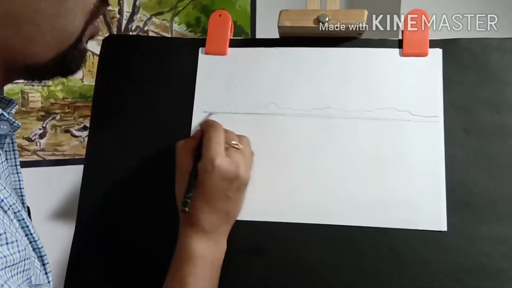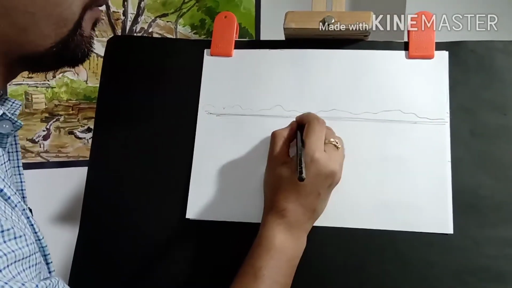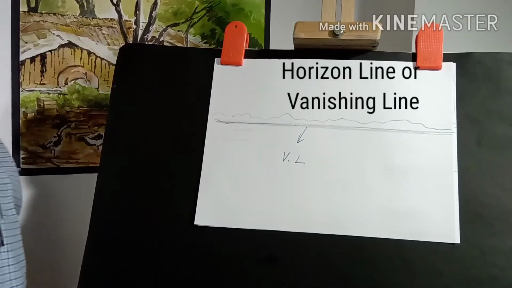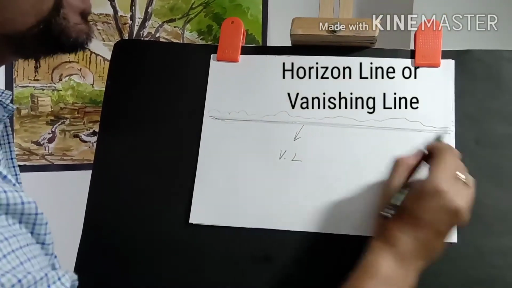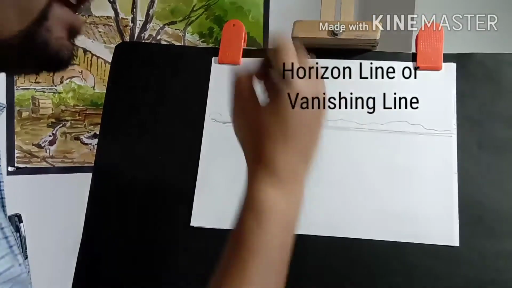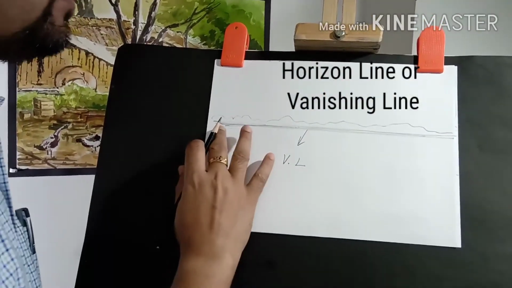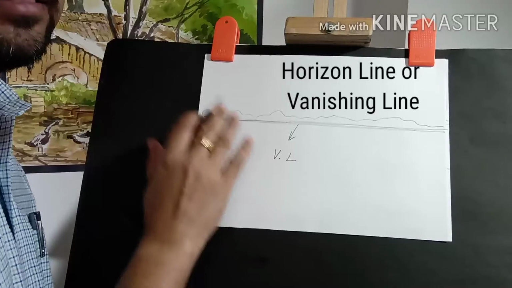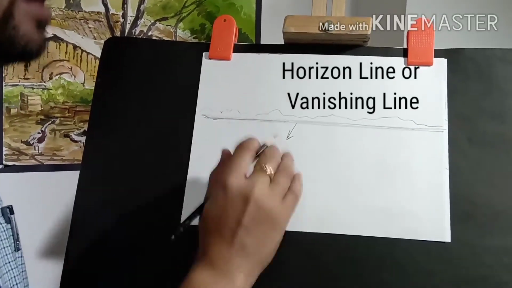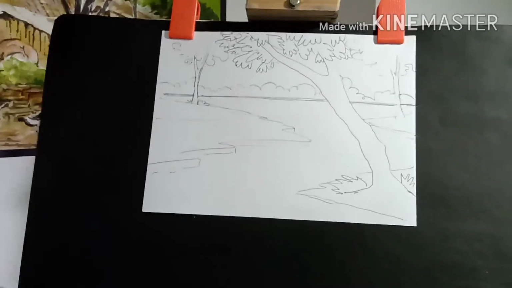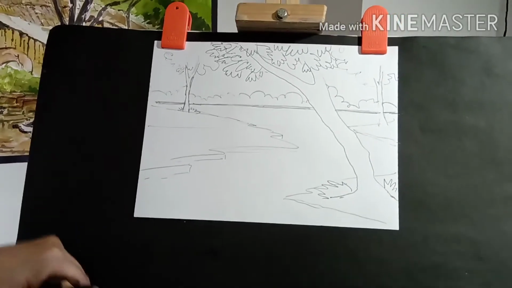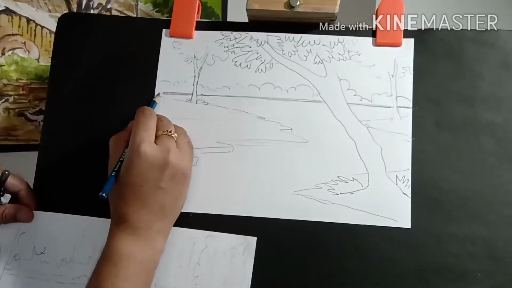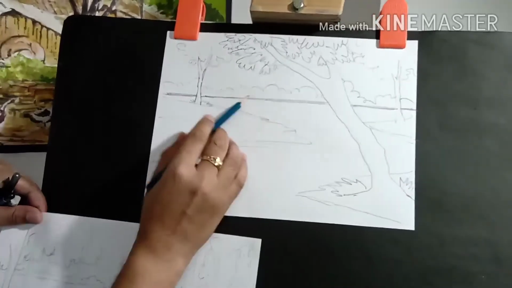So this is called horizon line and vanishing line also, because if I want to touch this line, I can never touch this line. That is called vanishing line and horizon line. It was the first drawing. So I already showed you some drawings on this page. Let's repeat again, this is called vanishing line or horizon line.